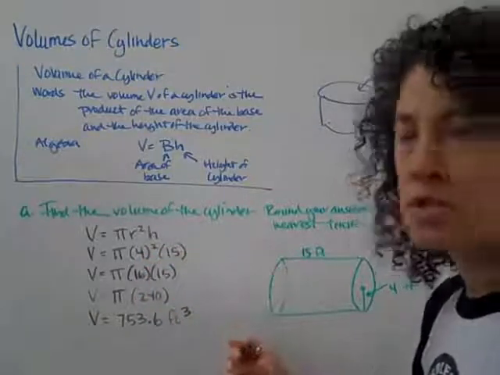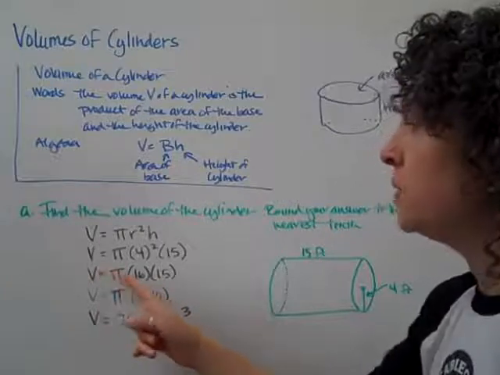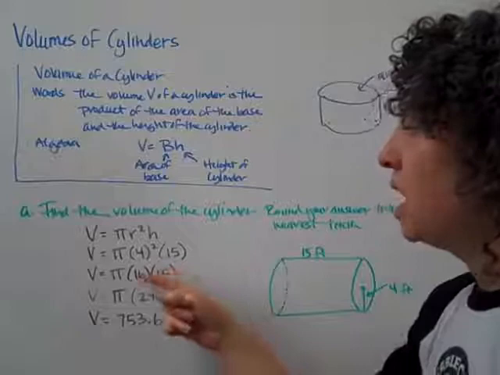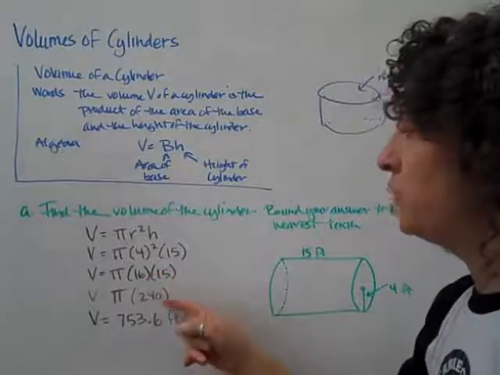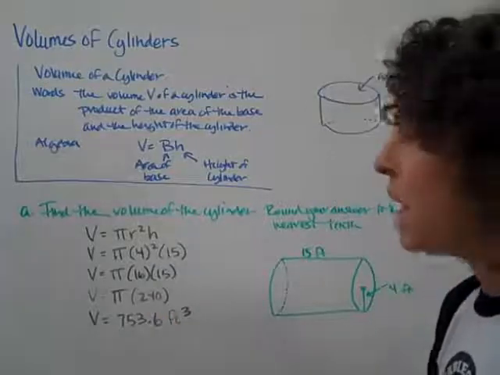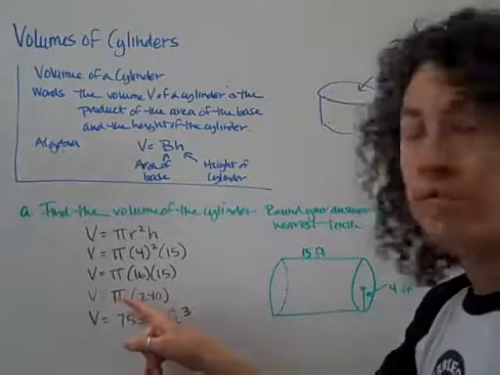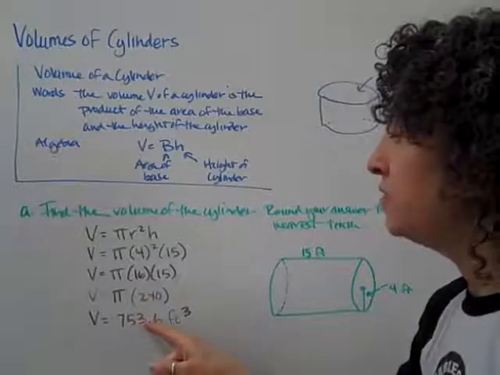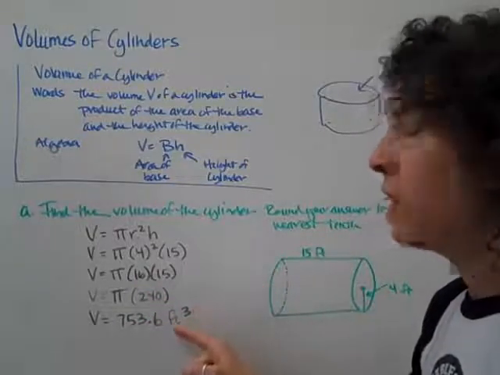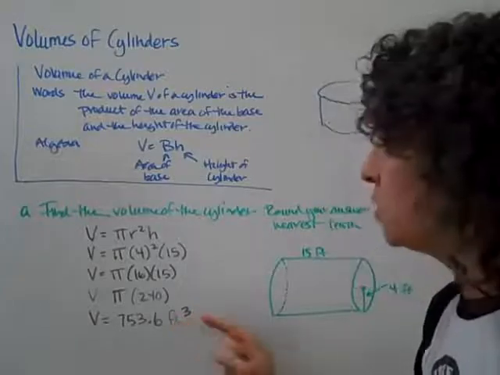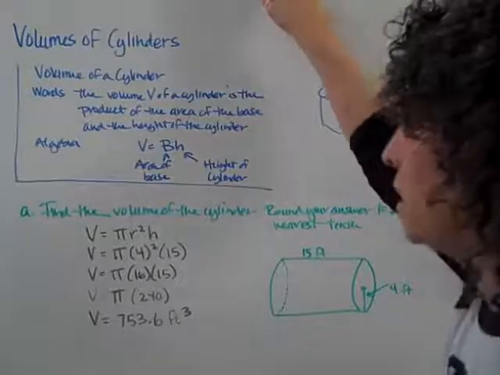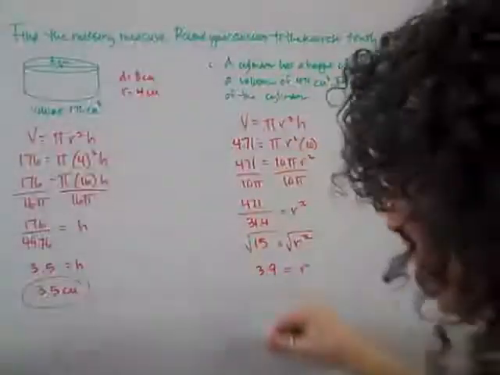Then I'm going to start to solve. So I've got the volume equals pi times 16. 4 squared is 16 times 15. I'm doing 16 times 15, which is 240. And then I grab my calculator. We'll use 3.14 for pi. So I do pi 3.14 times 240, and I get 753.6, since we said round to the nearest tenth. And volume is in cubic units, so I've got feet squared. All right, so that is how we work with our volume formula if we're looking for the volume.